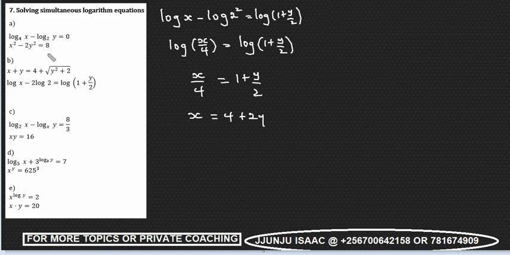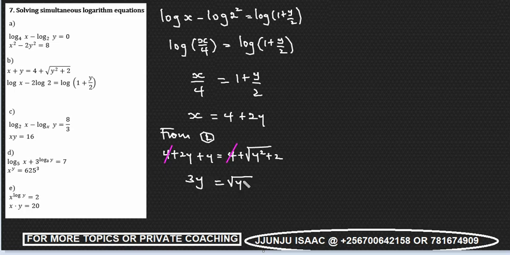Now we come back to the other equation. From the first equation we have x plus y equal to 4 plus root of y squared plus 2. So we can substitute for x because there is only one x here. So let us put that x as 4 plus 2y, then plus y equal to 4 plus the square root of y squared plus 2. Now this 4 goes with the 4. We have 3y equal to the square root of y squared plus 2.